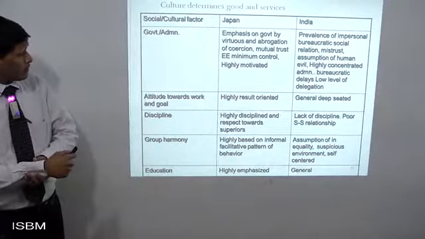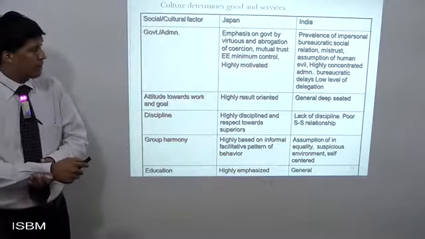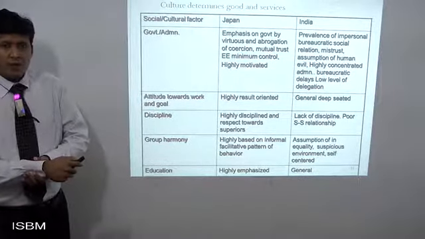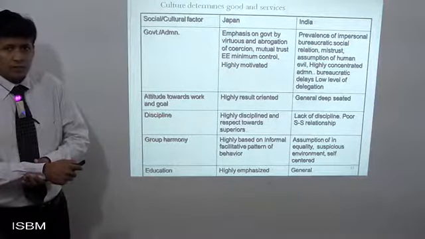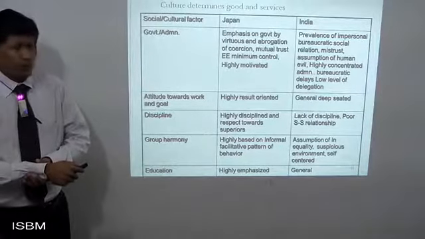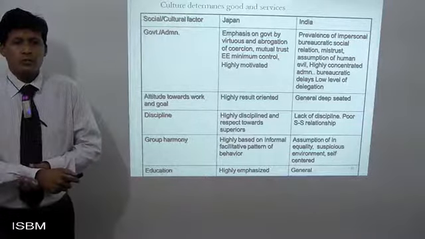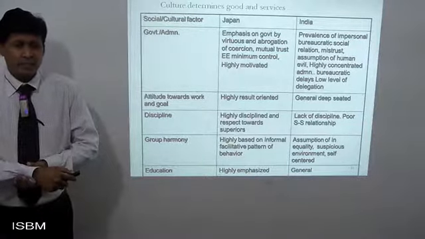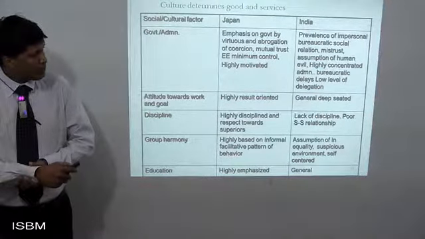So one, the government administration. In Japan, the emphasis in government is by the virtues and abrogation of coercion, mutual trust, minimum control, and being highly motivated. That means the controls are less. It is expected that you are highly motivated. This we are speaking of Japan.